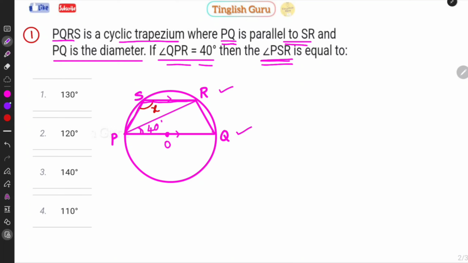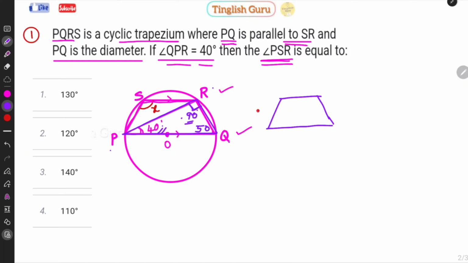If you observe here, the angle in a semicircle is 90 degrees. That means PQ is a diameter and this angle PRQ is an angle in a semicircle. Therefore, this angle will be 90 degrees, right? Then in triangle PQR, we know two angles, that is 90 and 40. What will be the third angle? Nothing but 50.